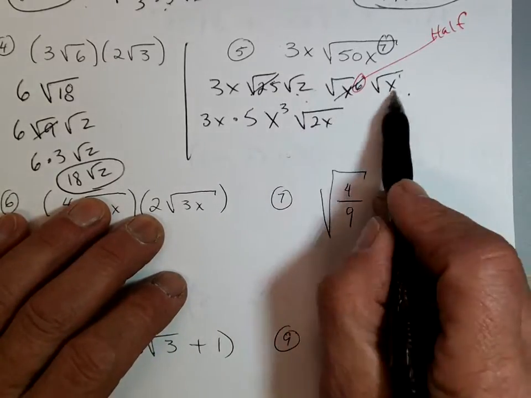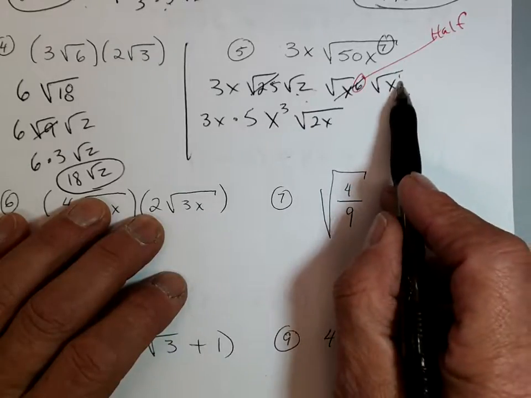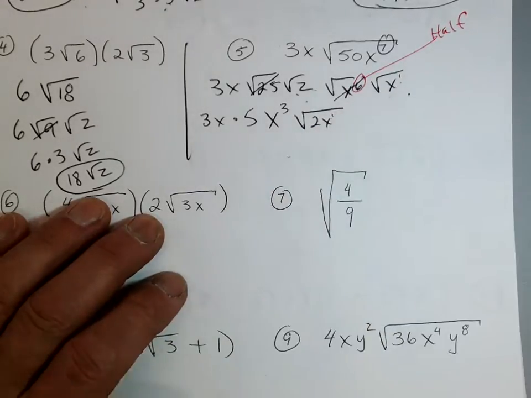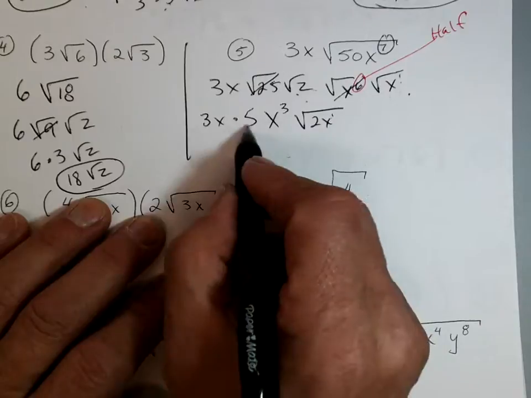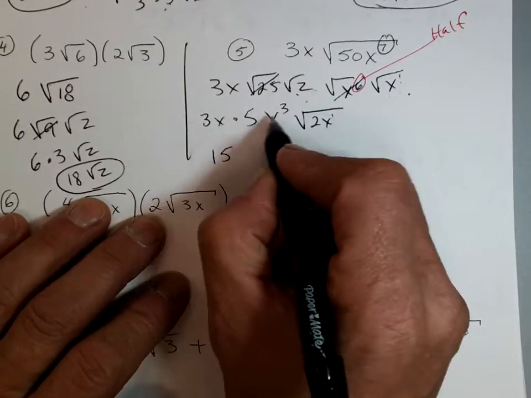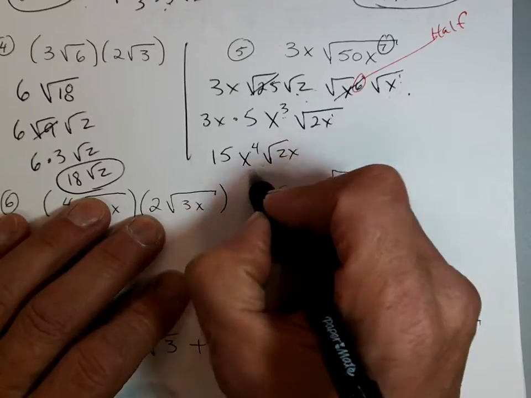Where did the 1 go? What one? Yeah, x. Oh, x to the 1? You don't really need it, because x and x to the 1 are the same thing, aren't they? And now, finish it up. I've got a 15, x to the 4th, square root of 2x.